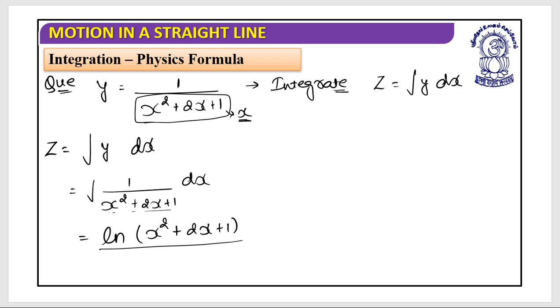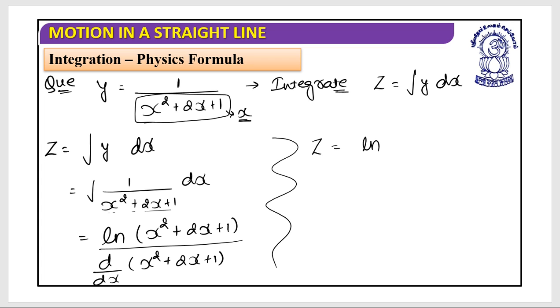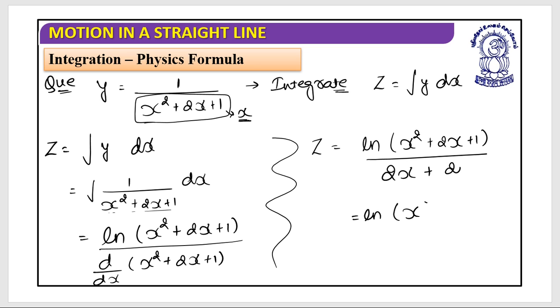Yes, but you have assumed it incorrectly. So what you need to do is differentiate this term, d by dx of x square plus 2x plus 1. So z should look like ln of x square plus 2x plus 1, divided by d by dx of x square plus 2x plus 1. This is 2x plus 2. If you wish, you can take 2 as common. It's ln of x square plus 2x plus 1 divided by 2 into bracket x plus 1. This would be the final answer.